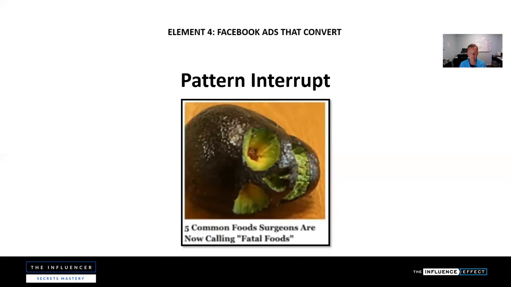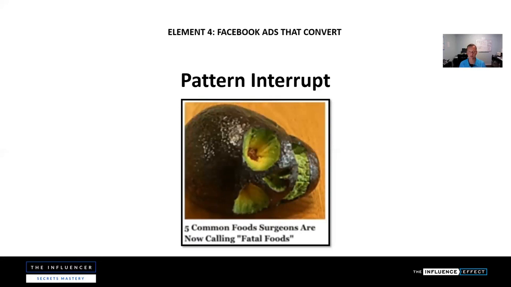Or something like this. You think, what in the world? Immediately you see this thing, and then you see this skull carved out, and it says 5 common foods surgeons are now calling fatal foods. And it looks like it's an avocado. You say, no, avocado is the greatest thing. And now you're already having this mental game. You're already arguing for the avocado, for example, right? But that image right there did something to you, and it's going to create pattern interrupt.